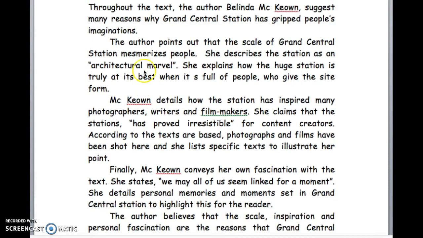You should note that each point uses slightly different words. For example, mesmerizes, or inspired, or conveys her own fascination. Okay, this is important in showing that you have the language to be able to change up the words, and this is a very good way of getting marks. You should also note that we change how we introduce or talk about the author. So we talk about Belinda McKeown, we talk about the author, we talk she, and this is important as well for just changing our language.